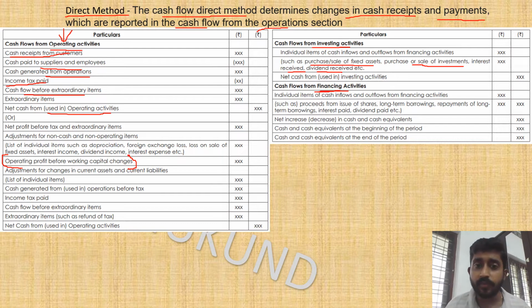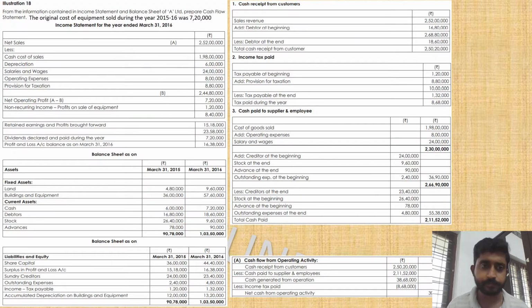Okay, so for investing activity and financing activity, the approach is the same in the direct method and indirect method, but for cash flow from operating activity, the methodology is a little different. Okay, now let's see one example problem of how to do the cash flow statement in direct method.